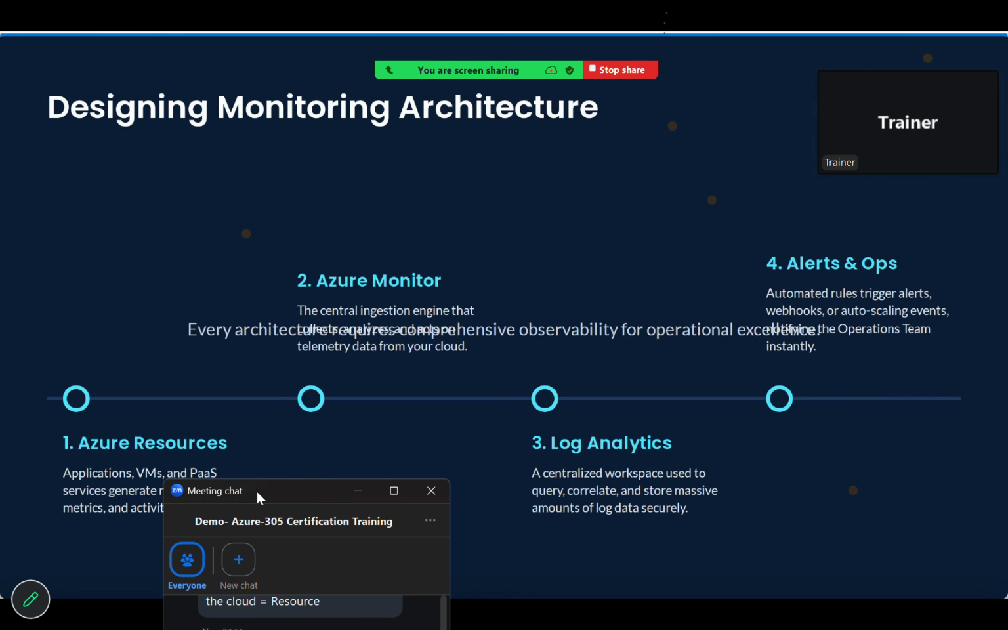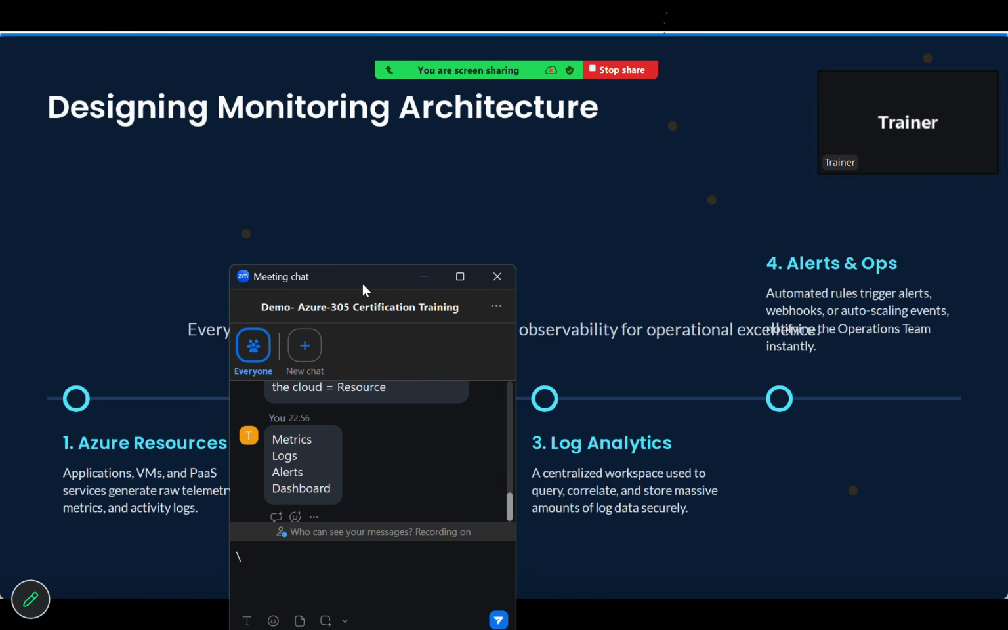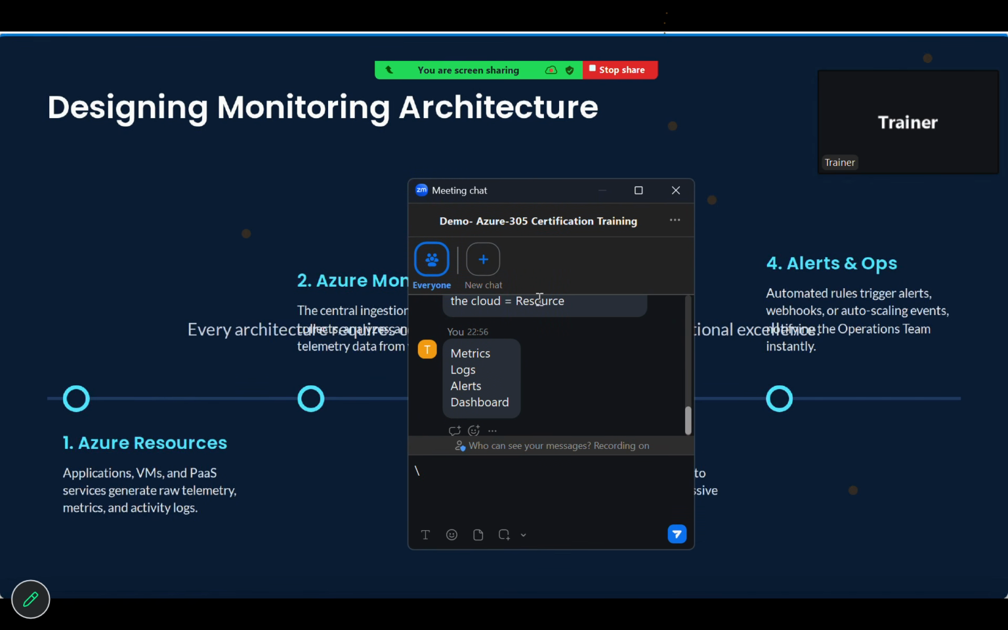So let me explain the whole thing in a very simple way. What is monitoring? What is monitoring architecture? Monitoring architecture is a setup that tells you what is happening in your system. Like, is my app working? Is a service down? And why is it slow?